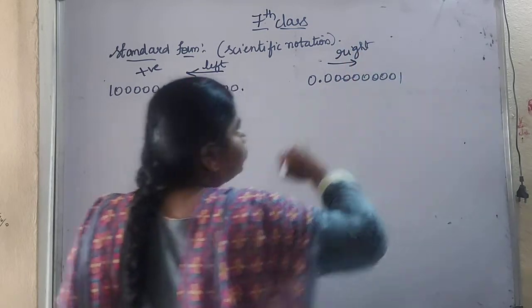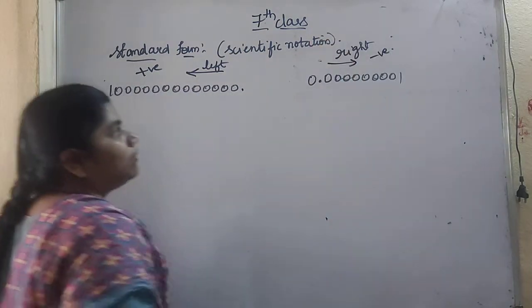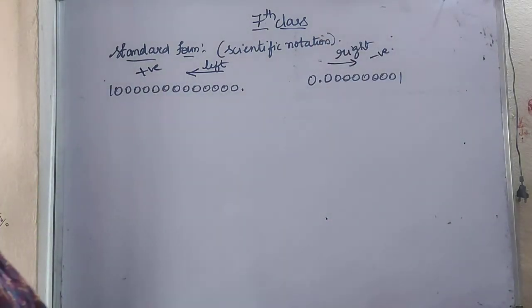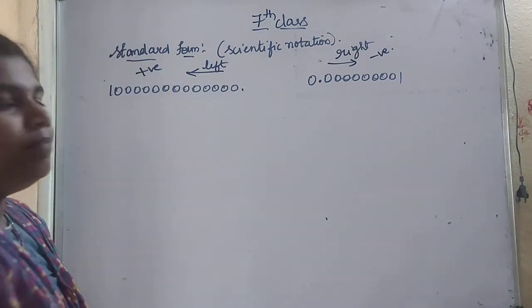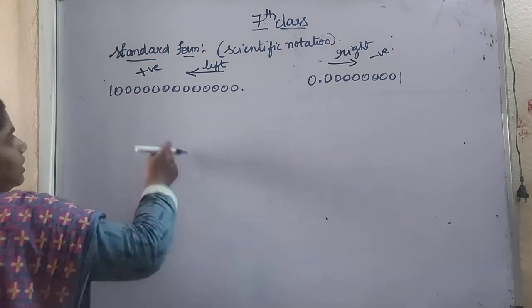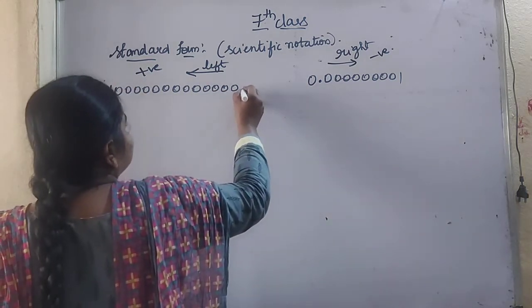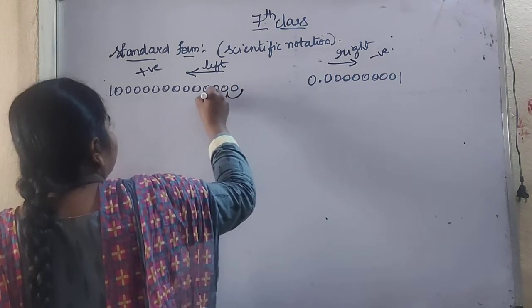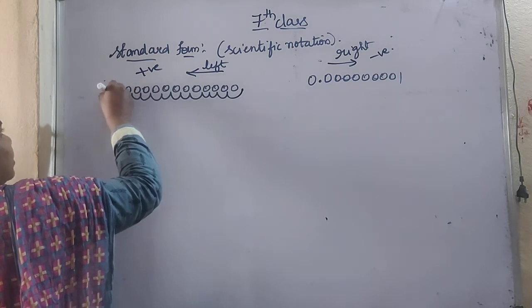The point should be moved to the right side, and the power that will be raised will be a negative power. So for the biggest number, the power will be positive, and for the smallest number, the power will be negative. See this example. I am moving this biggest number to the left side. How many times am I moving? 1, 2, 3, 4, 5, 6, 7, 8, 9, 10, 11, 12, 13 times.